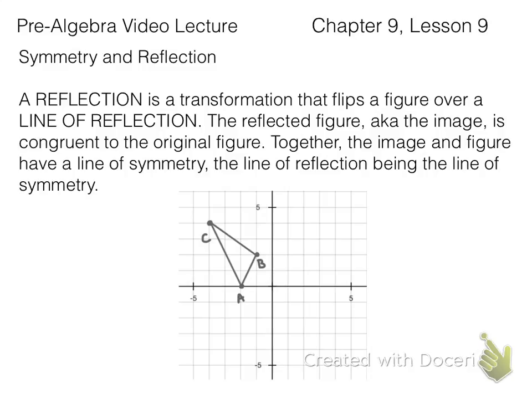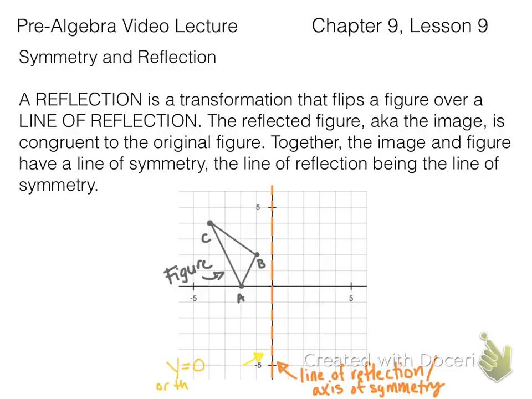So I have a figure here, triangle ABC, and I'm going to go ahead and reflect it to make an image. That reflection is made using the line of reflection, and later on we're going to call it the axis of symmetry. And this is if I do it over the y-axis. If my line of reflection is the y-axis, this is also called x equals 0.